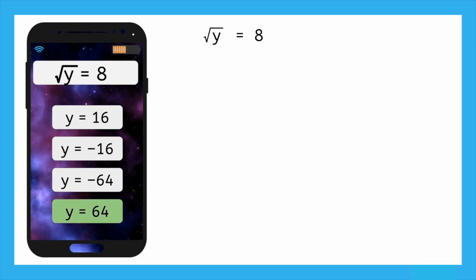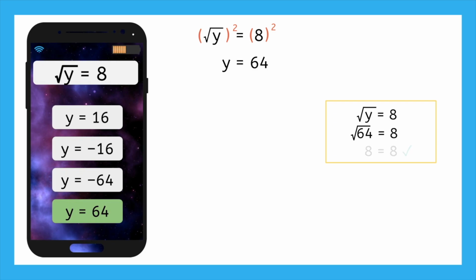I picked y equals 64. Let me see if I got it right. I haven't had a chance to check yet. What I did first is square both sides, because squares are the inverse of square roots. The square root of y squared is y. And 8 squared is 64, which is how I got my solution of y equals 64. Let's check with substitution. Is the square root of 64 8? Yes, it is.